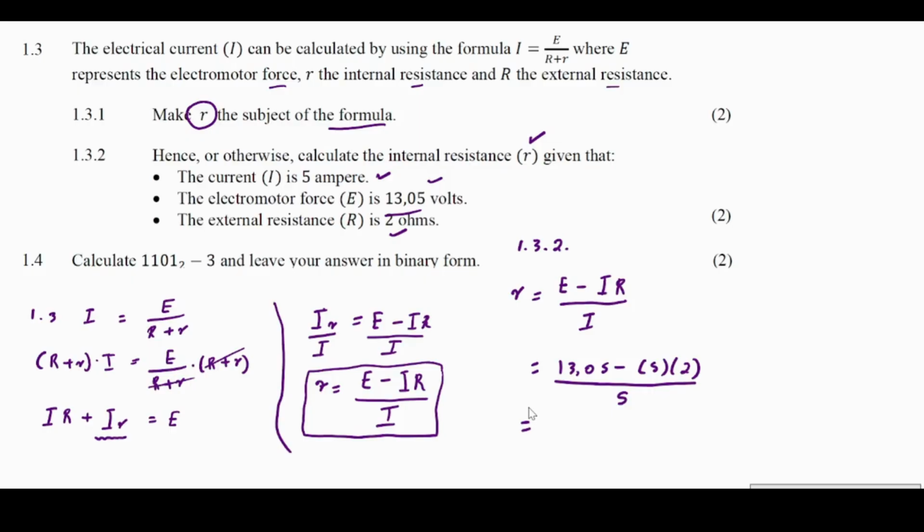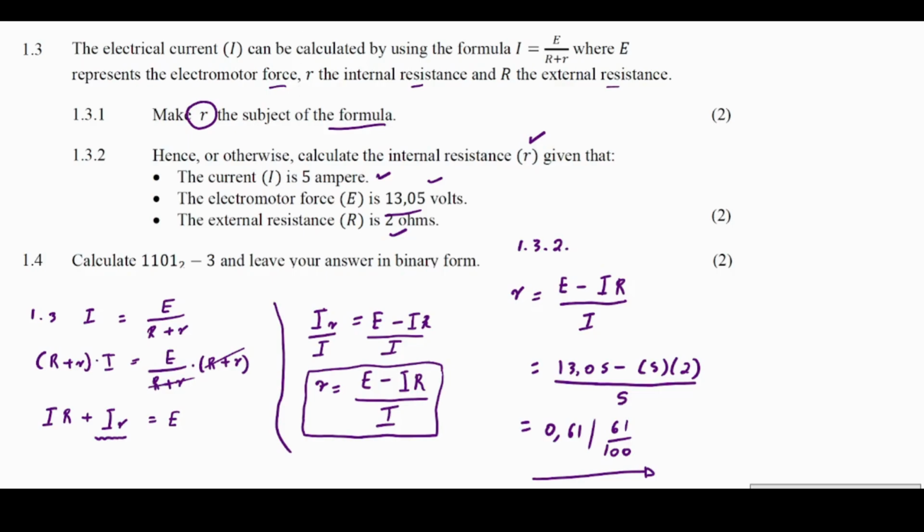You simply press the calculator, and you will find that your R is giving me 0.61. You can write it as a fraction. As a fraction it is going to be 61 divided by 100. Yes, 61 divided by 100. That is our 1.3. And then the very last question of question 1, it's 1.4.